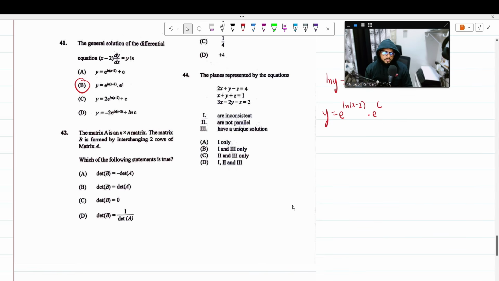42. The matrix A is n by n. The matrix B is formed by interchanging two rows of the matrix A. So when I interchange a row in a matrix, the determinant needs to be multiplied by minus 1. So B is formed by interchanging two rows of matrix A, which means the determinant of B is minus the determinant of A. So the answer is A.